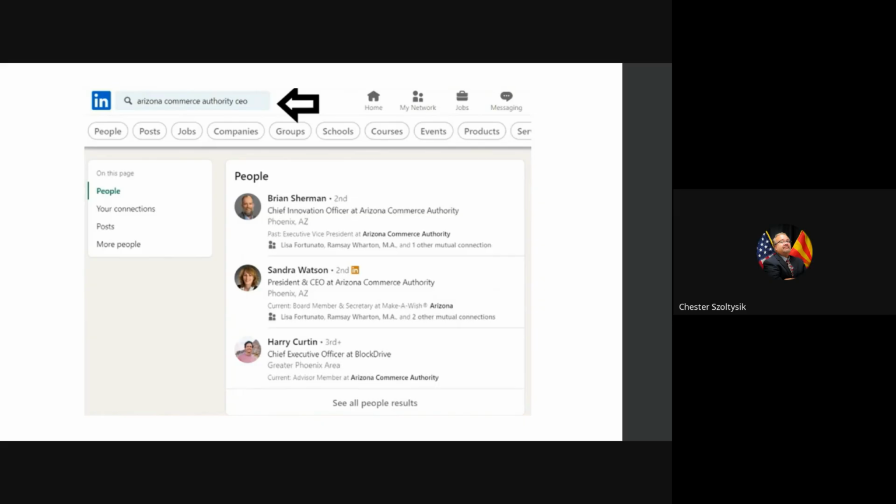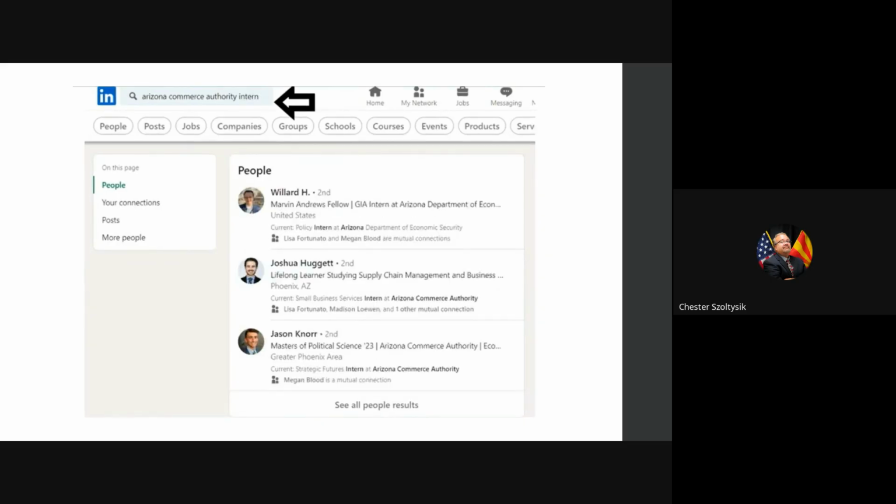If I'm not sure, and I just wanted to verify just to make sure my scam is accurate, I could just go to their website, right? It'll tell me who the CEO is right there. This isn't anything secret. But what might be fun to find out is who are interns there. So if I go to Arizona Commerce Authority intern, guess what? I got 3 young, impressionable minds that are students that want to do a good job. They want to please their boss. They're an intern. So now I have 3 interns.